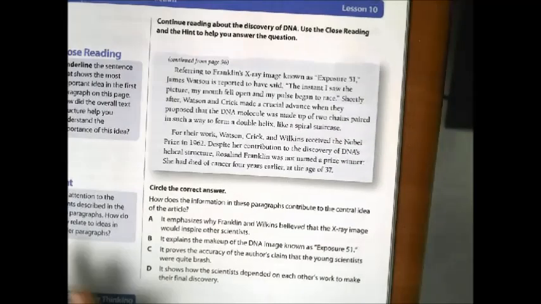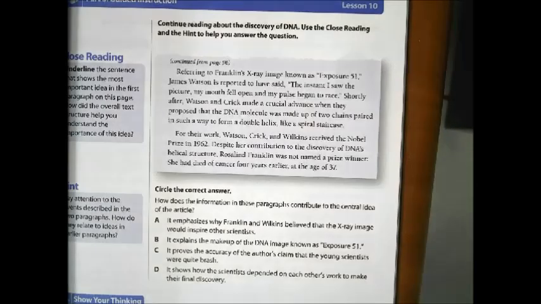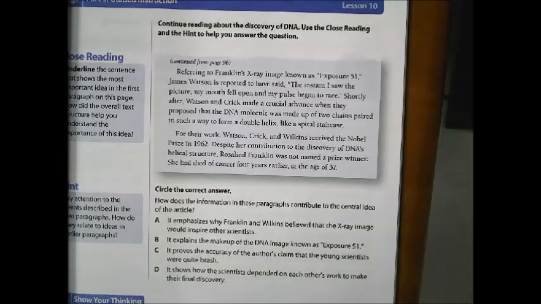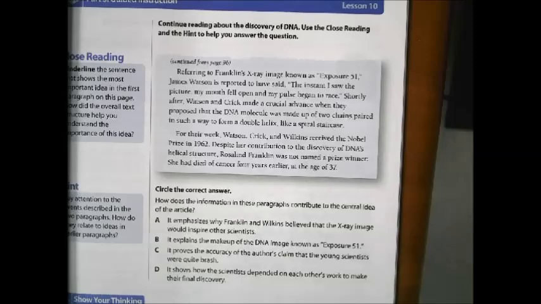It continues on. Referring to Franklin's X-ray image, known as Exposure 51, James Watson is reported to have said, "The instant I saw the picture, my mouth fell open and my pulse began to race." Shortly after, Watson and Crick made a crucial advance when they proposed that the DNA molecule was made up of two chains paired in such a way to form a double helix, like a spiral staircase. For their work, Watson, Crick, and Wilkins received the Nobel Prize in 1962. Despite their contribution to the discovery of DNA's helical structure, Rosalind Franklin was not named a prize winner. She had died of cancer 4 years earlier at the age of 37.